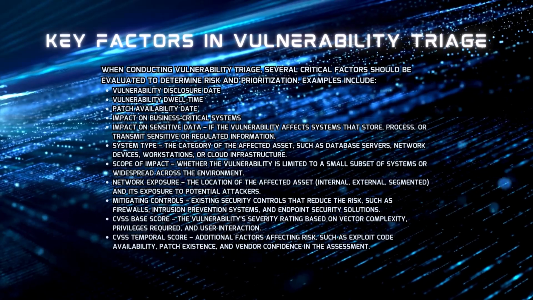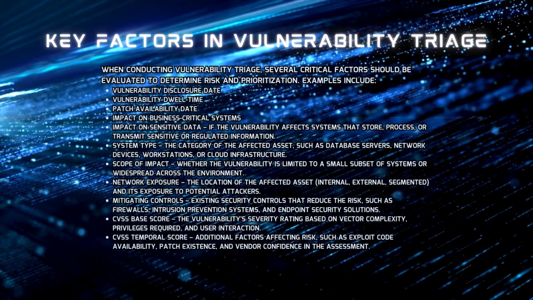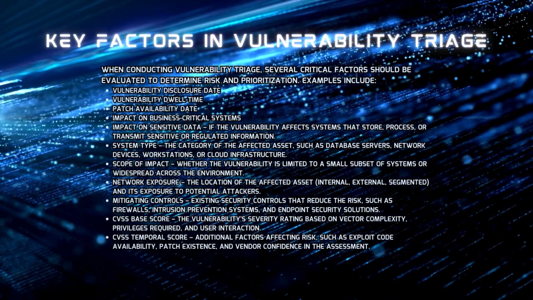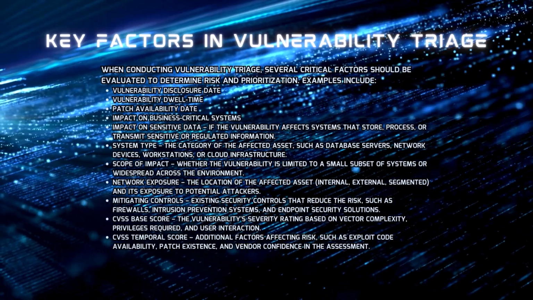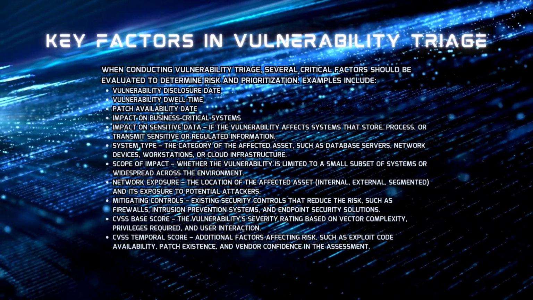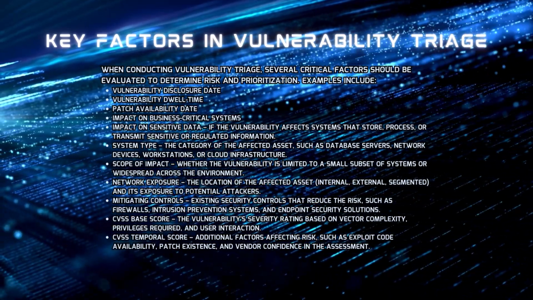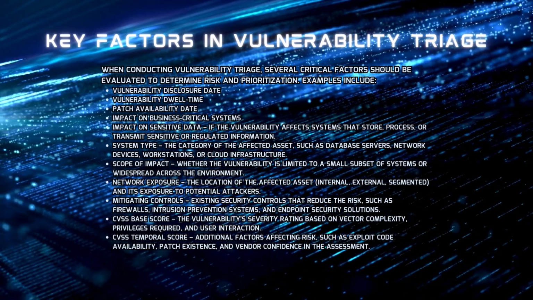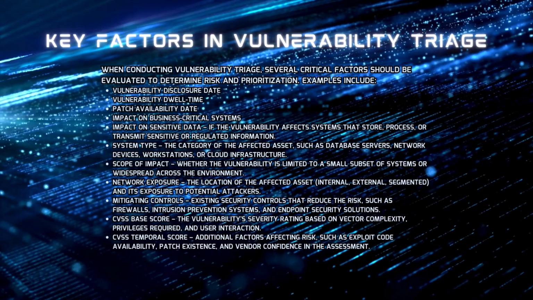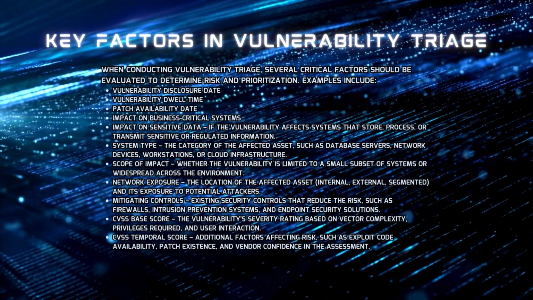When conducting vulnerability triage, several critical factors should be evaluated to determine risk and prioritization. These include vulnerability disclosure date, vulnerability dwell time, patch availability date, impact on business-critical systems, impact on sensitive data, system type, scope of impact, network exposure, mitigating controls, CVSS base score, and CVSS temporal score. By evaluating these factors, organizations can make informed decisions on how to prioritize and remediate vulnerabilities efficiently.